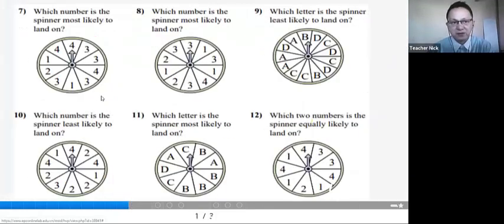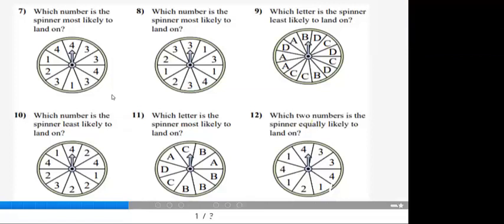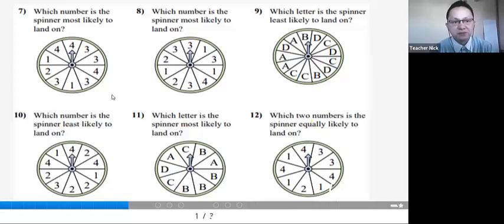All right, another one, number 7. Which number is the spinner most likely to land on in this wheel? 1, 2, 3, or 4? Remember, most likely. 3. All right. How many 3s are there? There are 4.